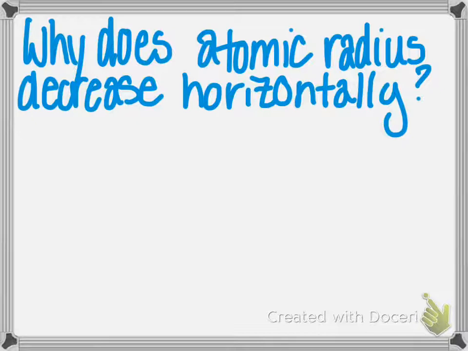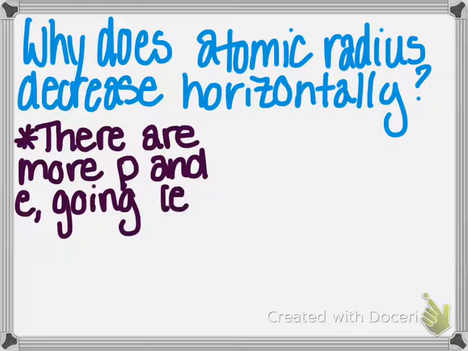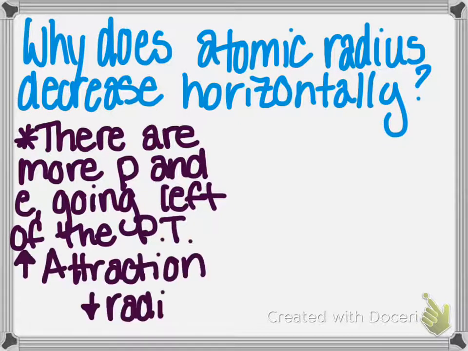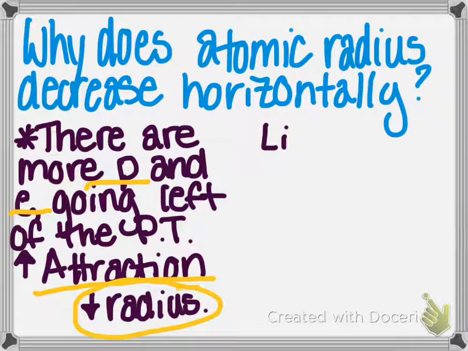Can't be because of the orbitals, right? It has to be another reason. And that reason for atomic radius is there are more protons and electrons going left on the periodic table, okay? So that causes the attraction to increase because you have more protons and more electrons interacting, and that causes the radius to decrease, okay?